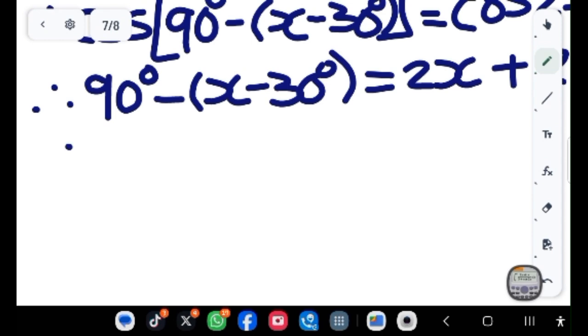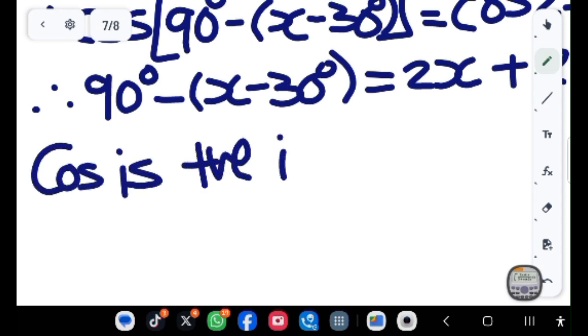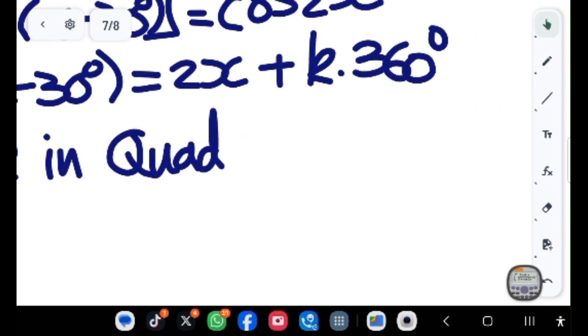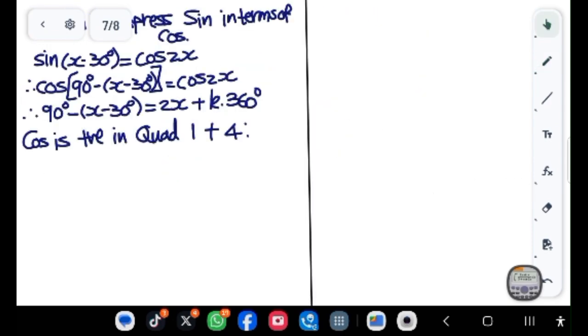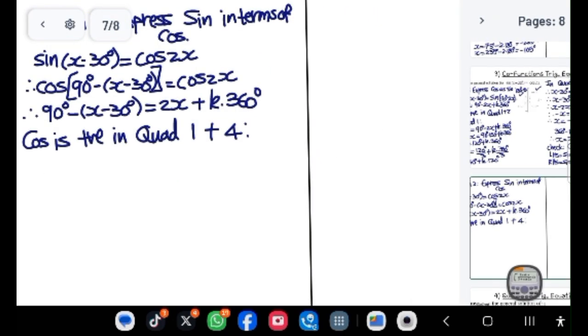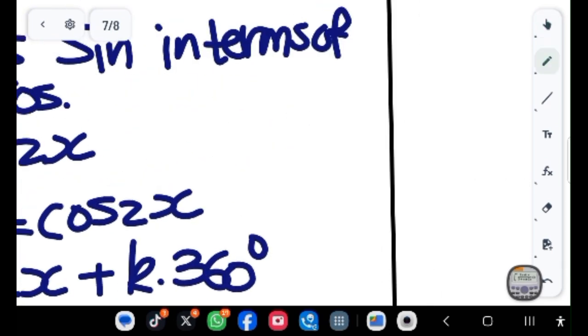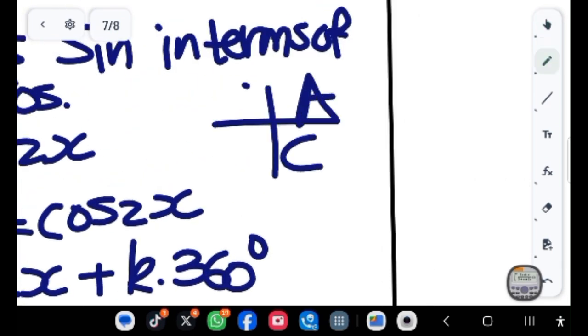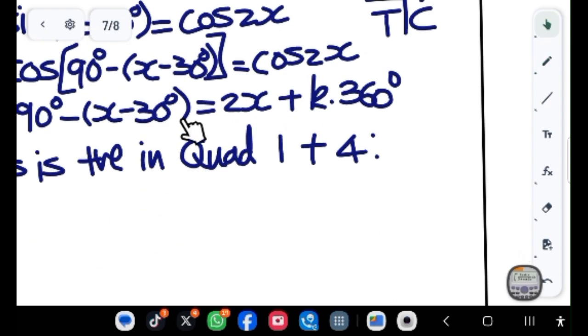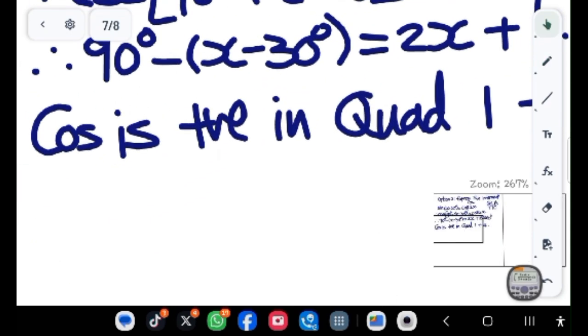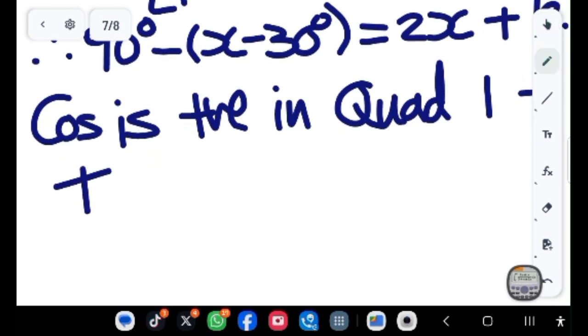Our cos is positive in quadrant 1 and 4. Don't forget that there is the CAST diagram. That's what the CAST diagram tells us. Quadrant 1 and 4, keep that in mind. Now in quadrant 1, the scenario is exactly the way it is over here. The reference angle is catered for.